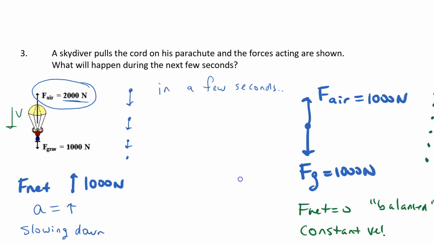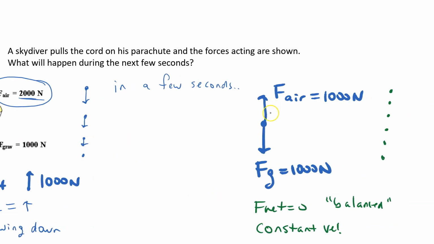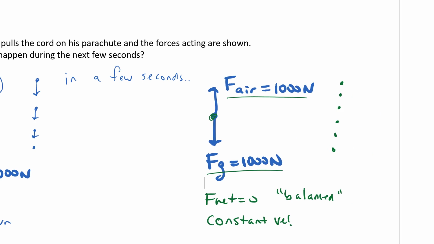So when you first pull the parachute, you're going fast. And when you pull the parachute, you're going to have a force of air upwards that's larger than the force of gravity downwards, which causes you to accelerate upwards and slow down. But then later on, as you slow down, eventually the force of air up and the force of gravity down are going to be the same, in which case you're going to be going at a constant velocity.